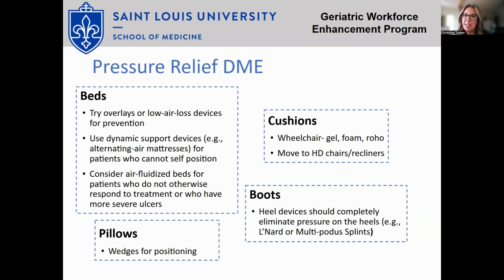Cushions. So if they're going to be in a wheelchair and they have a wound, they need either a gel or a foam or a Roho cushion. Roho cushions are kind of the gold standard. Unfortunately, they're difficult to get covered a lot of times by insurance. They typically want you to have at least a stage 3 ulcer to get covered. So again, trying to jump through those hoops to get that done. But there's some good gel and foam that also will work for pressure relief.